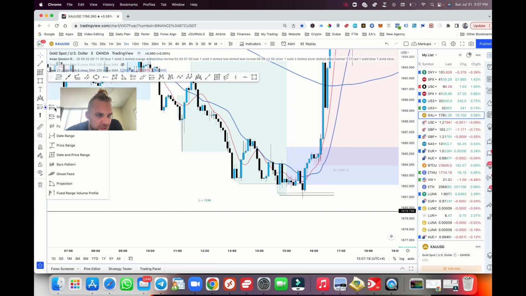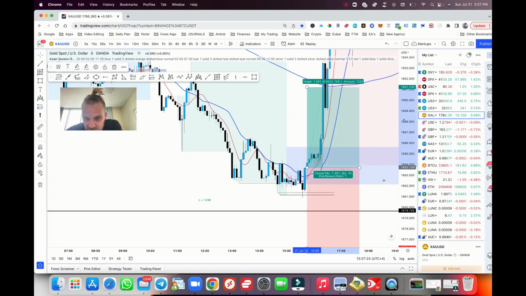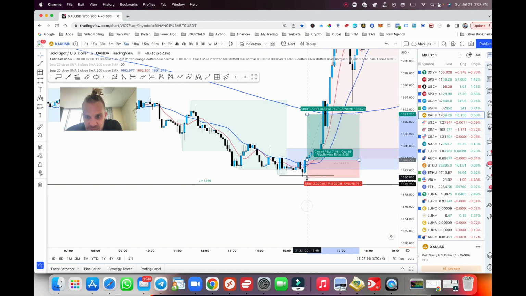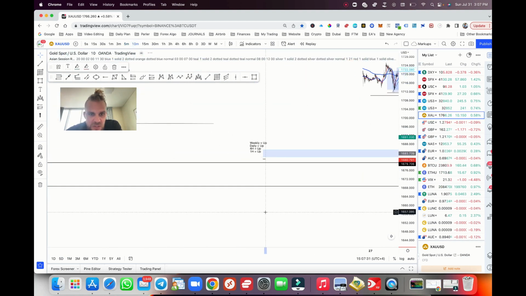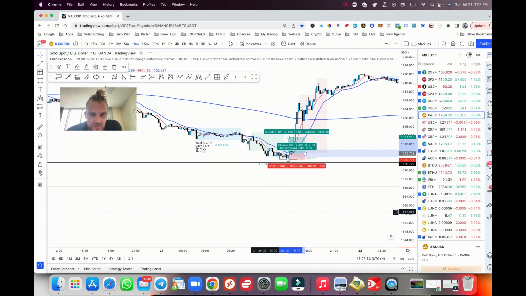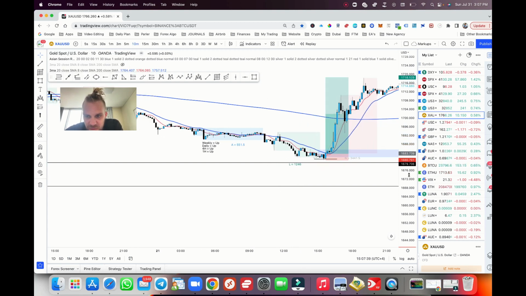You could have bought on the engulfing here. There was lots of opportunities to buy. Again, I'll show you the. So if you bought on the engulfing there, you could have had a super small stop loss. Look at that, beautiful. You'd took profit here, and you could have left a runner to run up there.